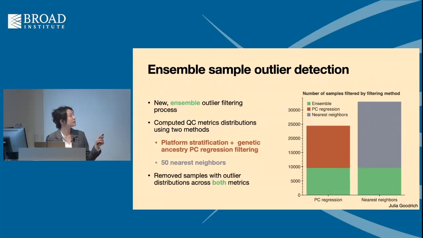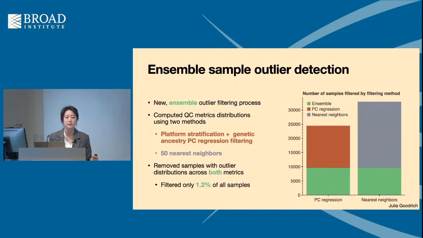In this ensemble method, we first did the PC regression method on the left. For the exomes, we actually stratified per exome capture platform, regressed the PCs, and then plotted the QC metric residuals. And then we also separately calculated the outlier distributions on the 50 nearest neighbors. We then only filtered samples that failed across both metrics. And this rescued the diverse samples and also only filtered 1.2% of all of the samples.